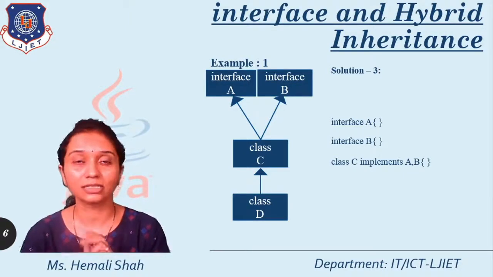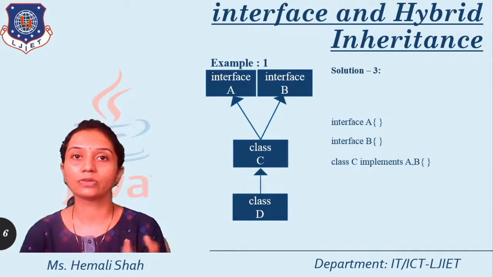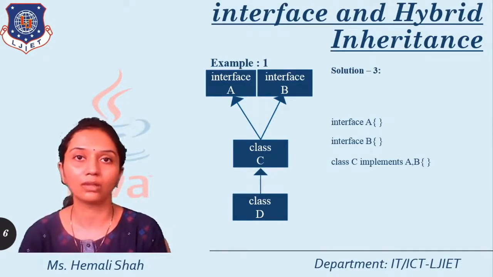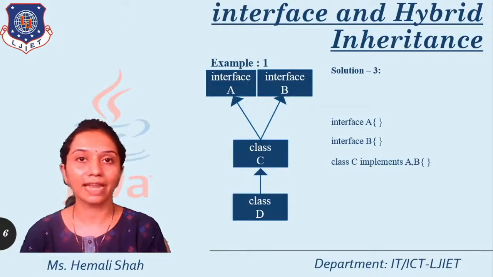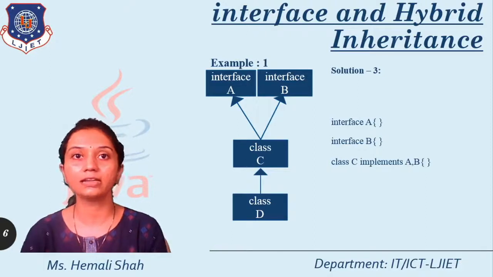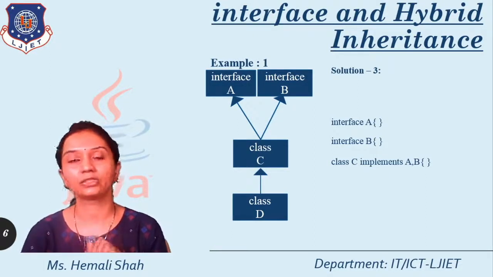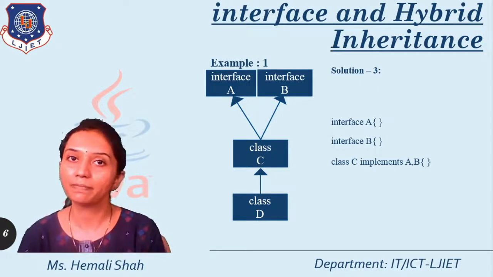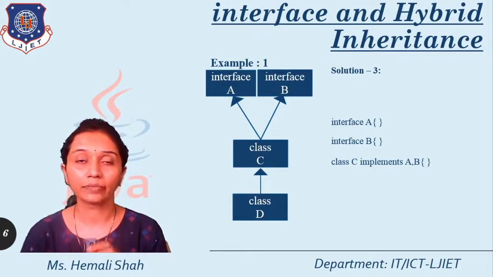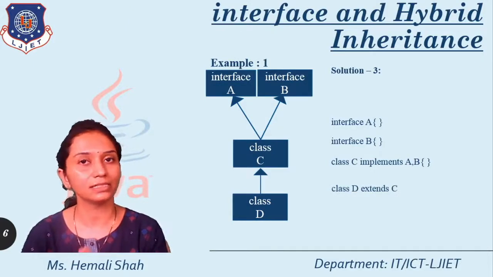So this is the syntax of multiple inheritance, and in the previous solution we used both the extends and implements keywords for writing the multiple inheritance syntax. And here we are using implements then comma separated interface names to implement the multiple inheritance concept. Right? Now class D extends C because B is a class, C is also a class.